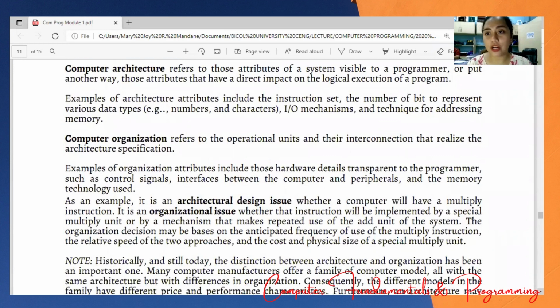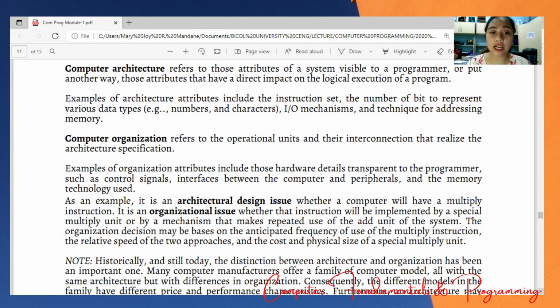So, what is computer organization? It refers to the operational units and their interconnections that realize the architecture specification. So, examples of organization attributes include those hardware details transparent to the programmer, such as control signals, interfaces between the computer and peripherals, and the memory technology used.